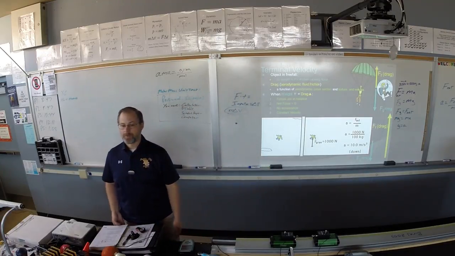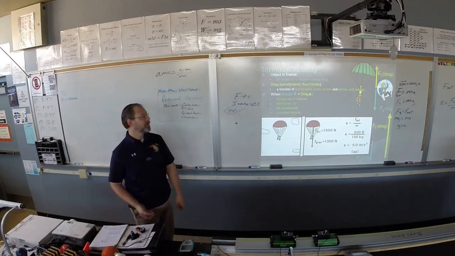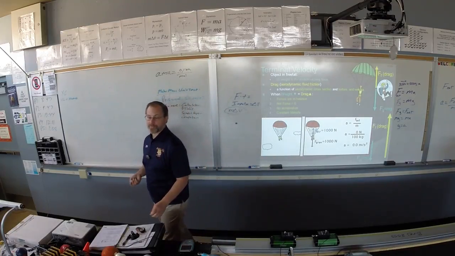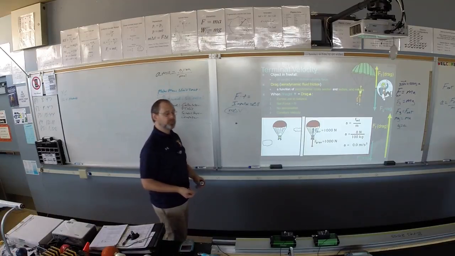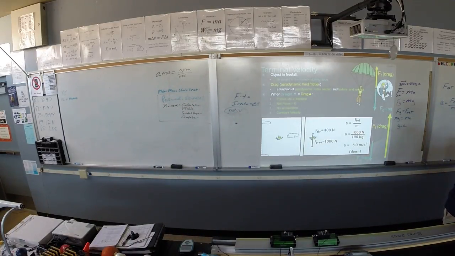So that means he's going the same speed as before, right? Yeah. No. No, because his friction is less because his velocity is less. So you have two terminal velocities. What? How can that be? I know. You have two terminal velocities.